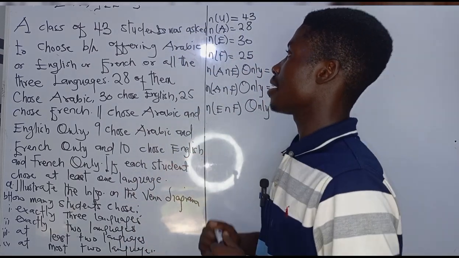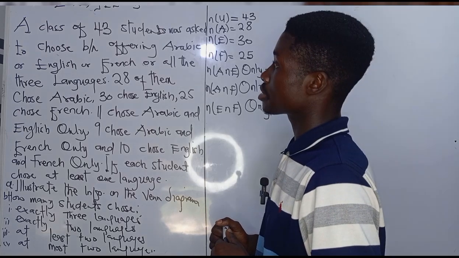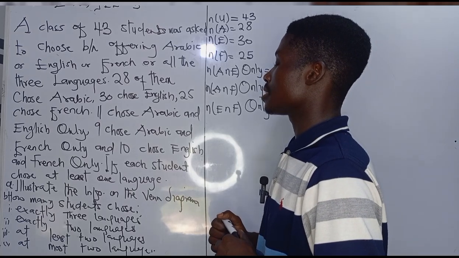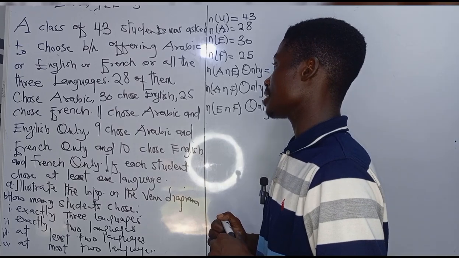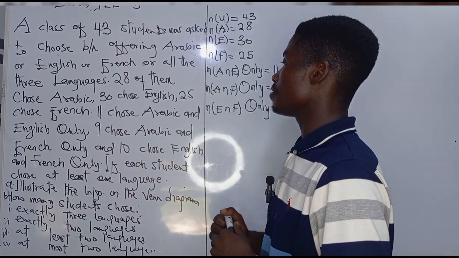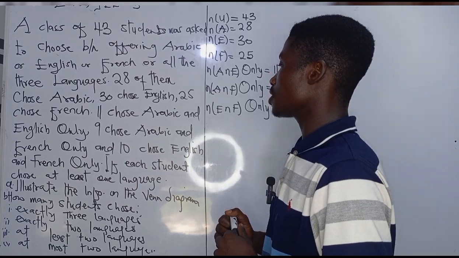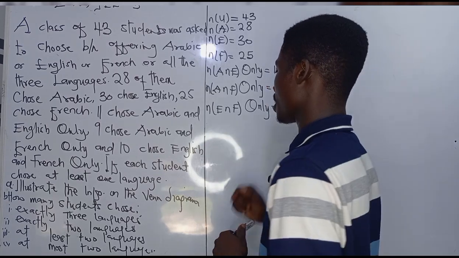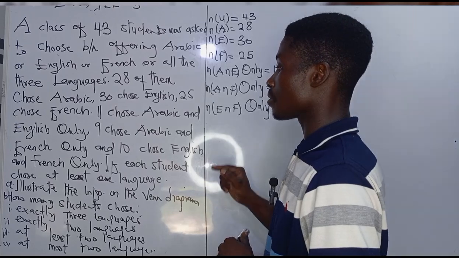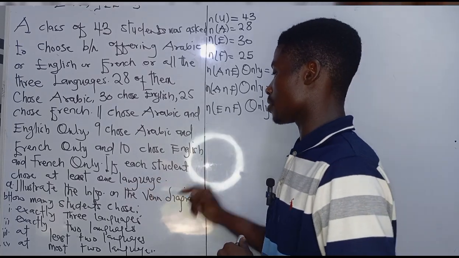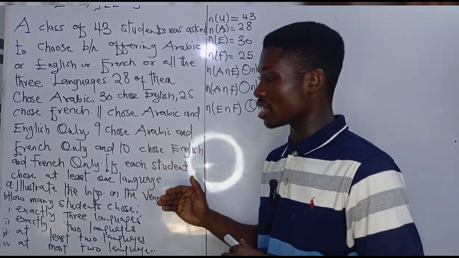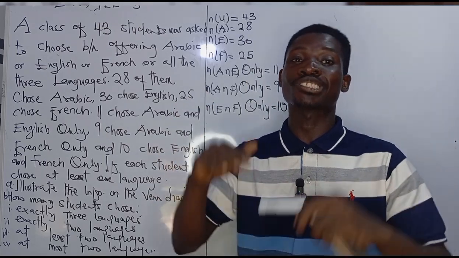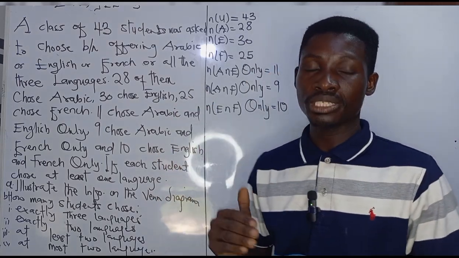Let's go through it. A class of 43 students was asked to choose between offering Arabic or English or French or all the three languages. 28 of them chose Arabic, 30 chose English, 25 chose French, 11 chose Arabic and English only, 9 chose Arabic and French only, and 10 chose English and then French only. If each student chose at least one of the languages, we have to illustrate the information on the Venn diagram. And then how many students chose exactly 3 languages, exactly 2 languages, at least 2 languages, and then at most 2 languages. So this is our question.